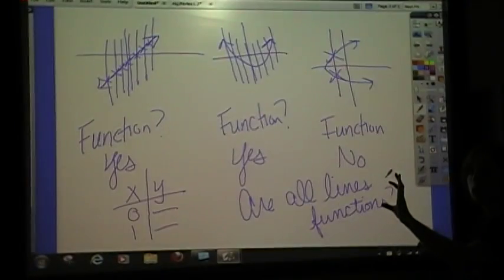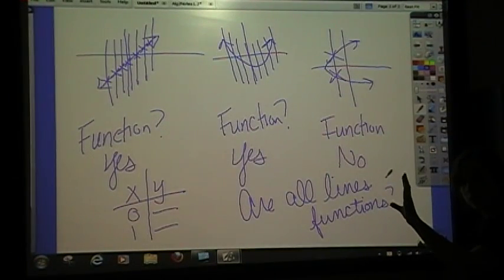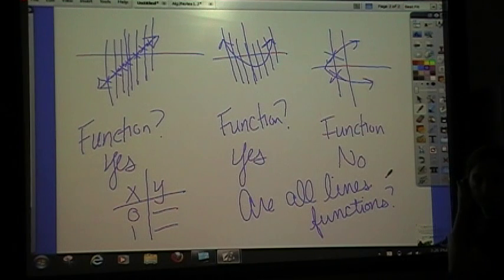So, one last time. How do you check if something's a function? If it's a table or ordered pairs, check the x's. Do they repeat? We don't want them to repeat. If nothing repeats, it's a function. If they do repeat, you need to check. Make sure that they have the same y. If they're different, then it's not a function. How do you check on a graph? Vertical line test. There's one more graph I wanted to look at before I forget.